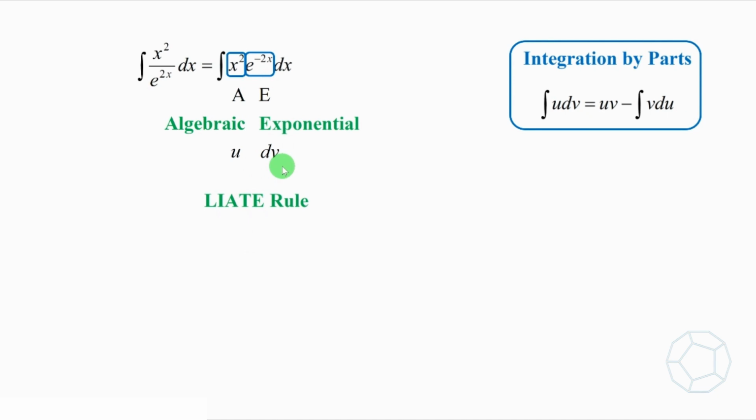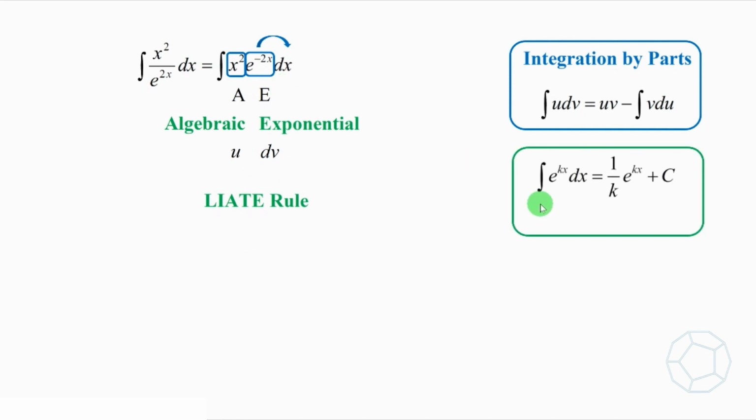In other words, we have to absorb e to the power of negative 2x into the differential. That is to integrate it. Because integrate e to the power of kx dx is equal to 1 over k times e to the power of kx plus c, where k is a non-zero constant. So the differential is d bracket e to the power of negative 2x times minus 1 over 2. The factor negative 1 over 2 is put outside the integral.